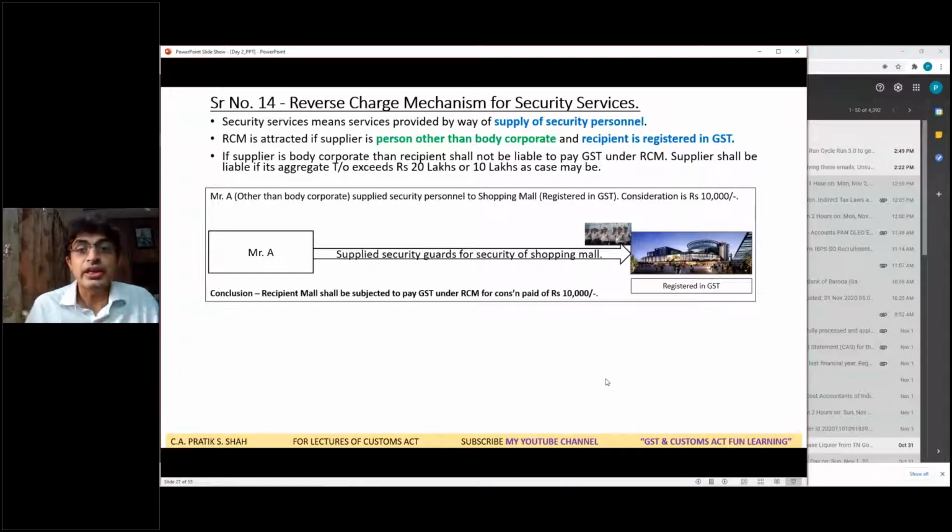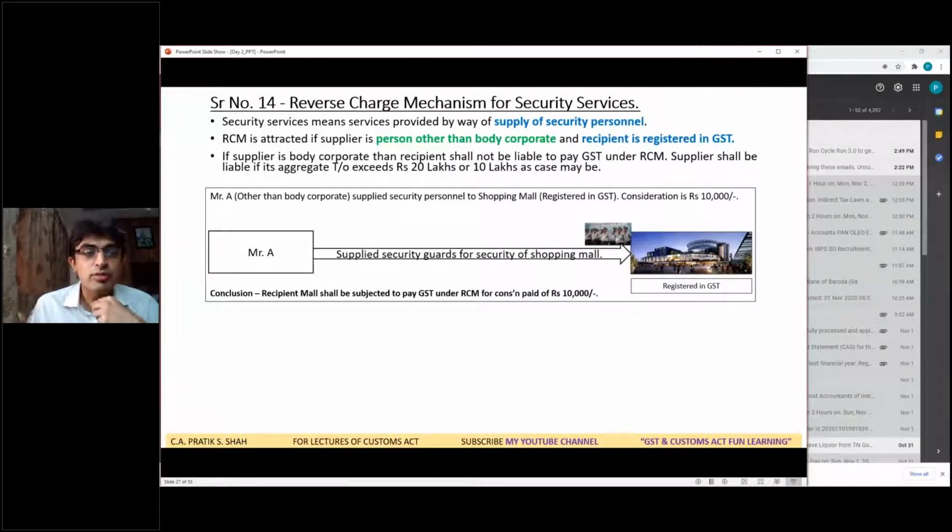Very good. Perfect. See, all the three conditions are satisfied. Condition 1, I'm a supplier other than body corporate. Condition 2, which service am I supplying? Security guards. Condition 3, the shopping mall is registered in GST. All three conditions are satisfied. Shopping mall shall pay GST under reverse charge mechanism.